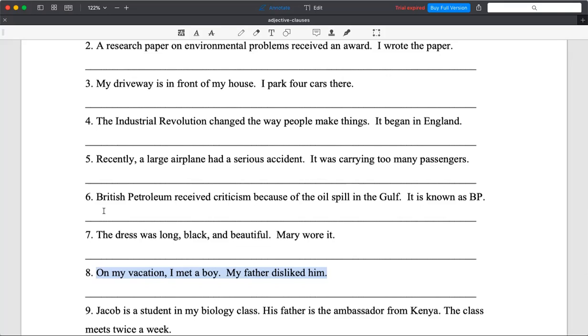So British Petroleum, Lucas, which is known as BP. You can use which, because it is a thing, right? Is a noun, is a thing, is a people. You can use who for people, but which for things, and titles in this case. Like British Petroleum, which is known as BP, received a very good. Yes, Lucas, good work. Thank you.